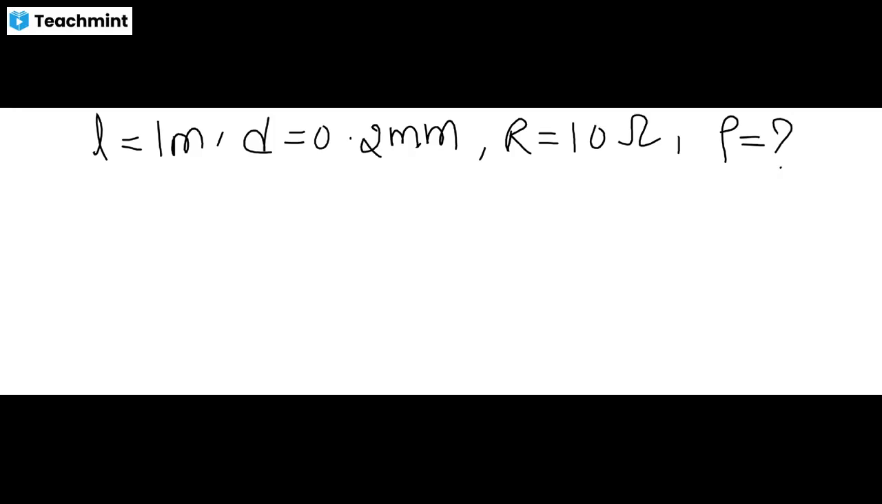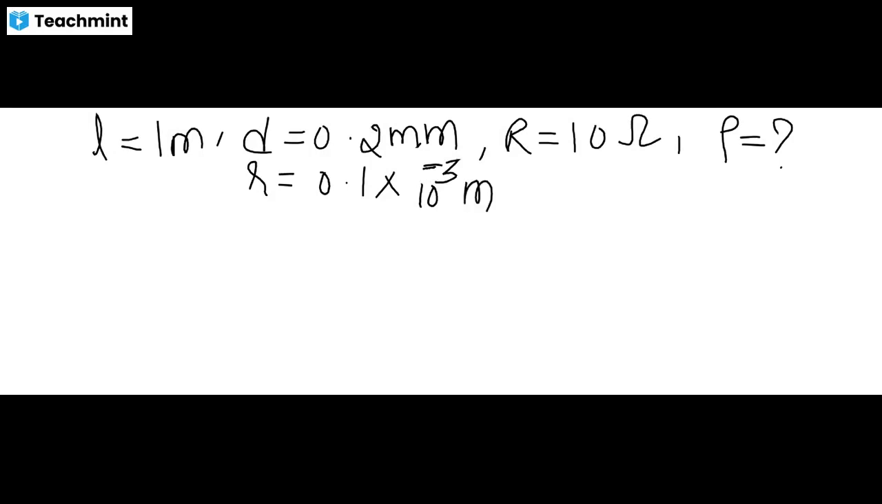See here, diameter is given. So first step, when diameter of the wire is given, you should calculate its radius. If diameter is 0.2 millimeter, what will be its radius? 0.1 millimeter. How do you write millimeter? 10 to the power minus 3 meter.